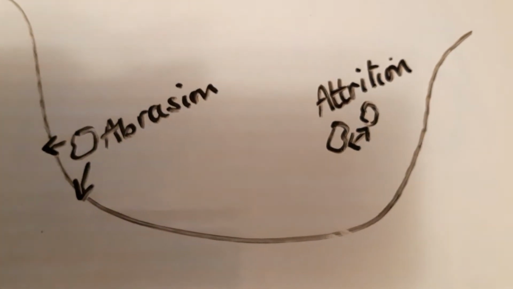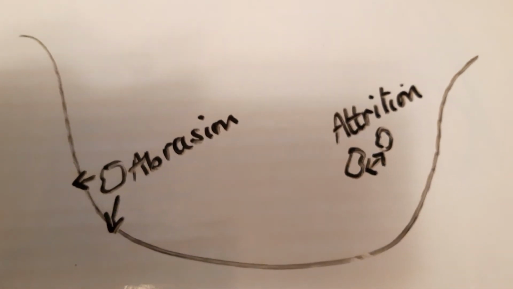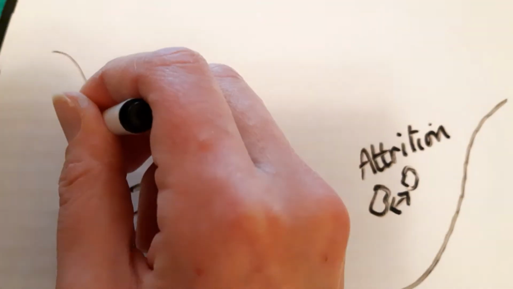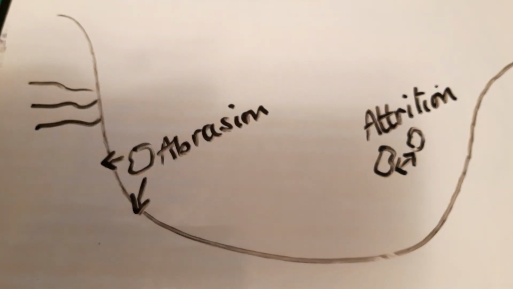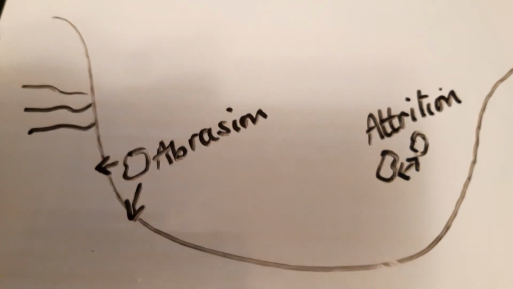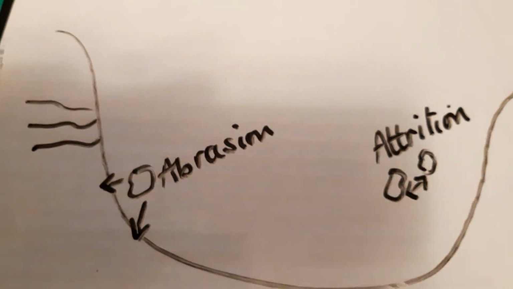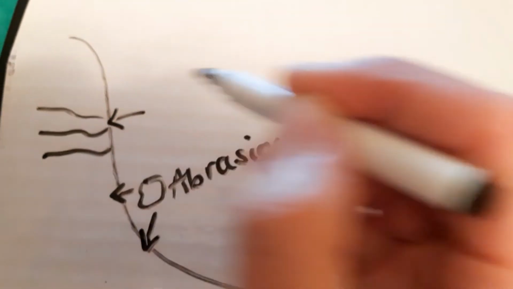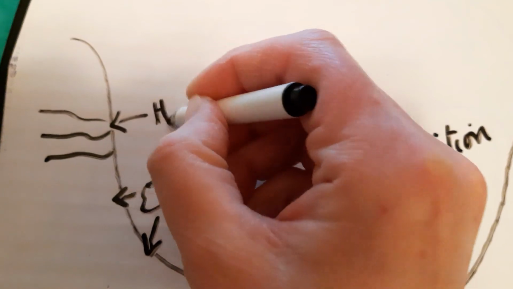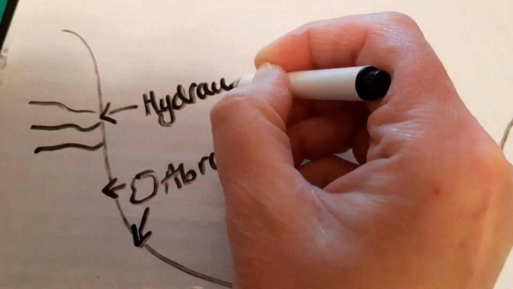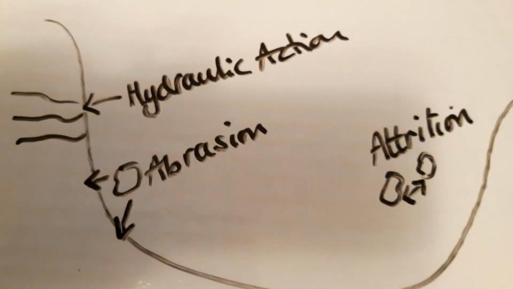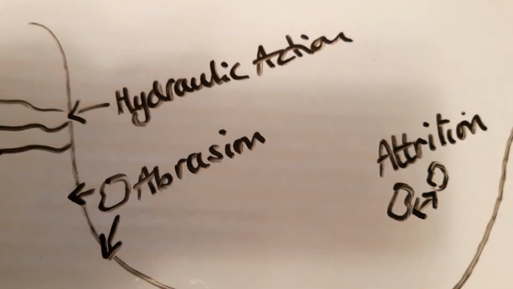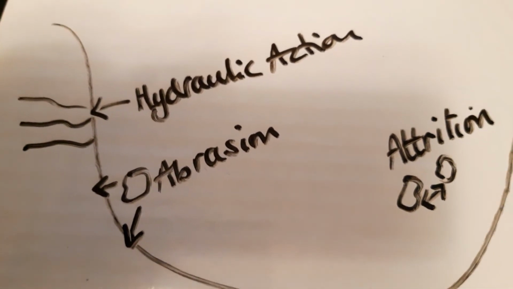And lastly, hydraulic action. Hydraulic action just means the force of the water itself. And in the side of the riverbank, you might have little cracks and joints in the rock or in the mud on the side of the river. Okay, and sometimes the water can force its way into there and start to break it apart. And that's called hydraulic action. It's the force of the water itself hitting the riverbanks or the riverbed.